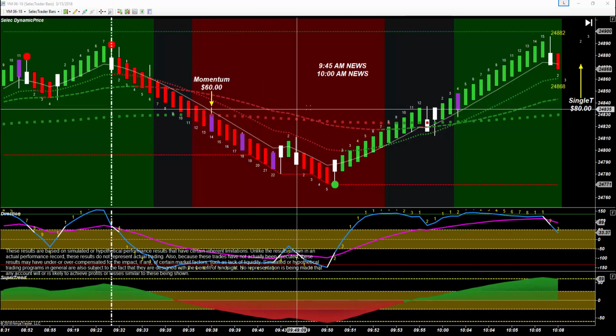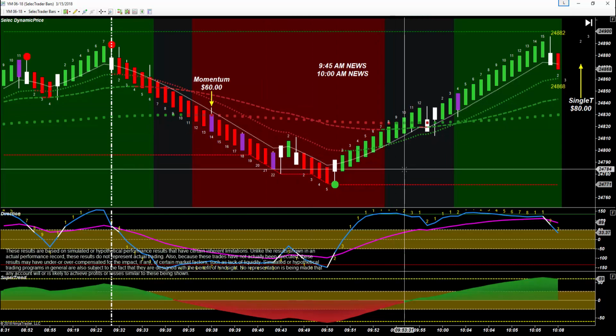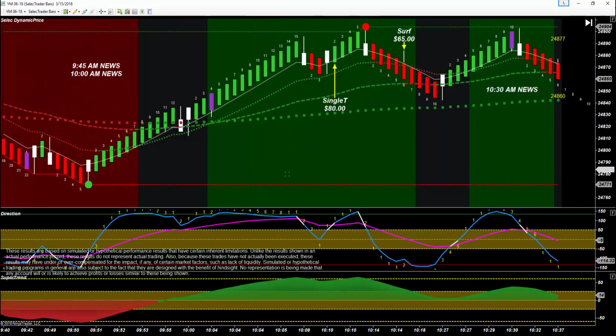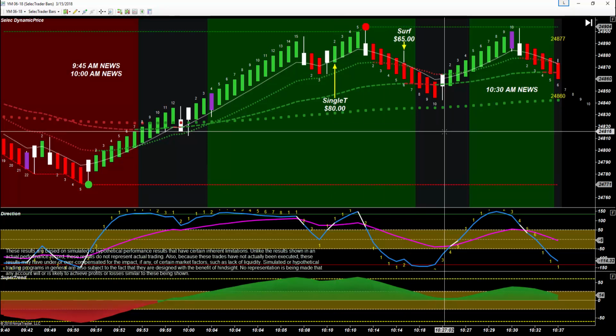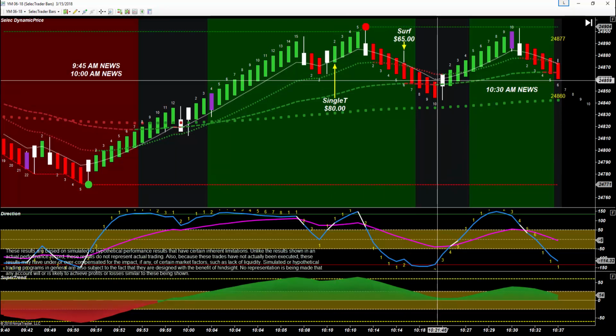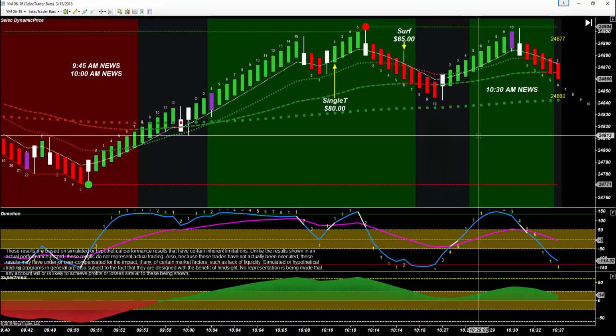And we do have 9:45 and 10 a.m. news, so we'll avoid a few trades. And here, passing up on this great momentum, but it is within news and we must follow our rules. A bit later, we have a single T long at 1010, this one just hitting profit target. This is followed by a surf short at 1018, hitting profit target, and the runner grabbing an extra tick by trailing at the high of bar 10 after it closes.